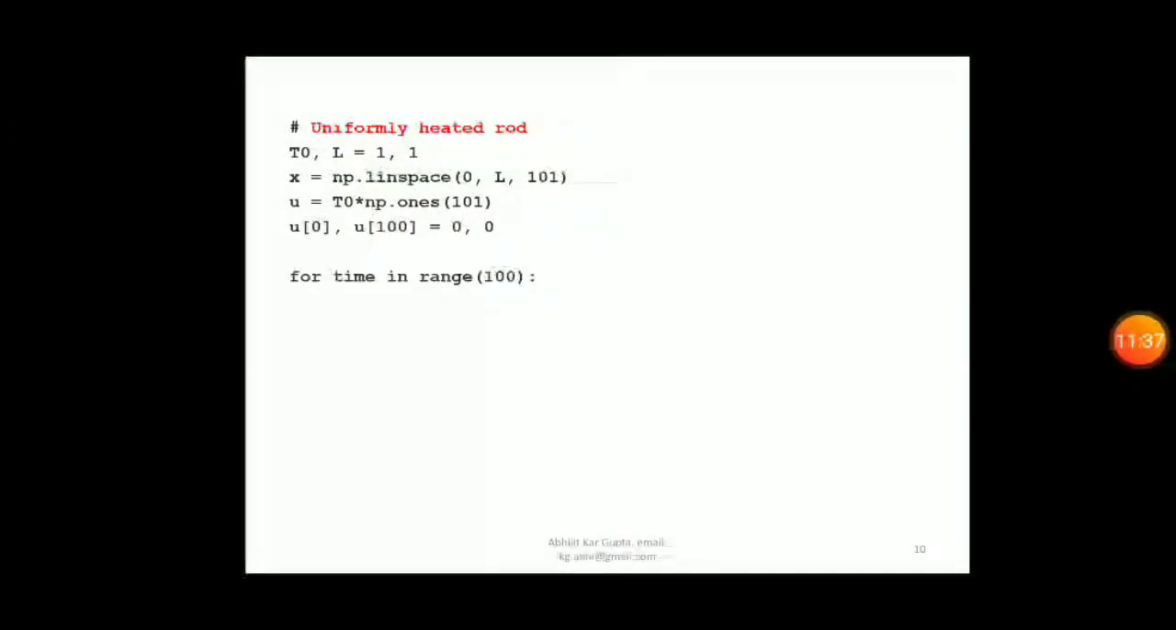So, a uniformly heated rod, you gave T0 just like the previous problem. T0, L equal to 1, 1, x equal to 0 to L, and u equal to np.ones(101), and then you multiply by T0. That means at all points you now have T0. That means it is a uniformly heated rod. Temperature at all the points is T0. But anyway, we have taken T0 equal to 1. And on the two sides of the rod, you maintain 0: u[0], u[100] equal to 0, 0. And a time loop, time in range 100. Right? So you use this expression by slicing, or you take the previous expression with an i loop, it doesn't matter.